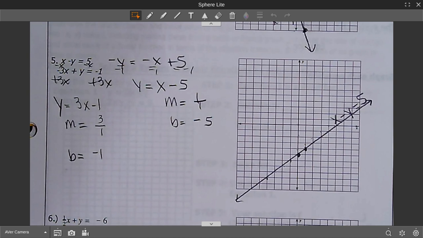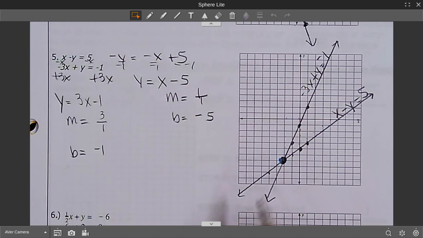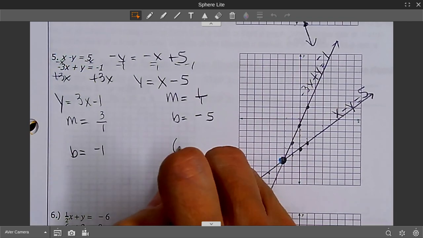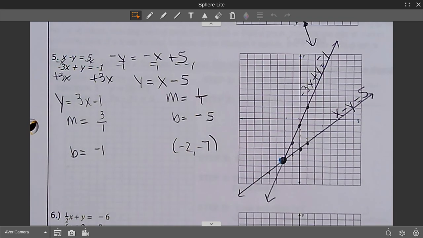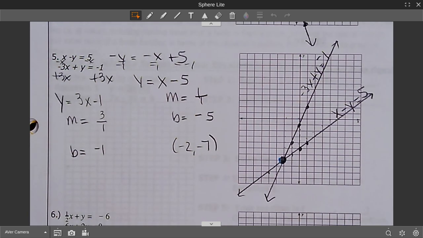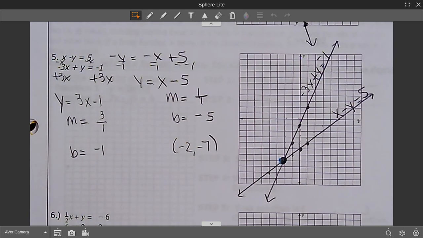Did you find an intersection? What is it? Right there. Negative 2, negative 7. I said negative 7. If yours is wrong, fix it.